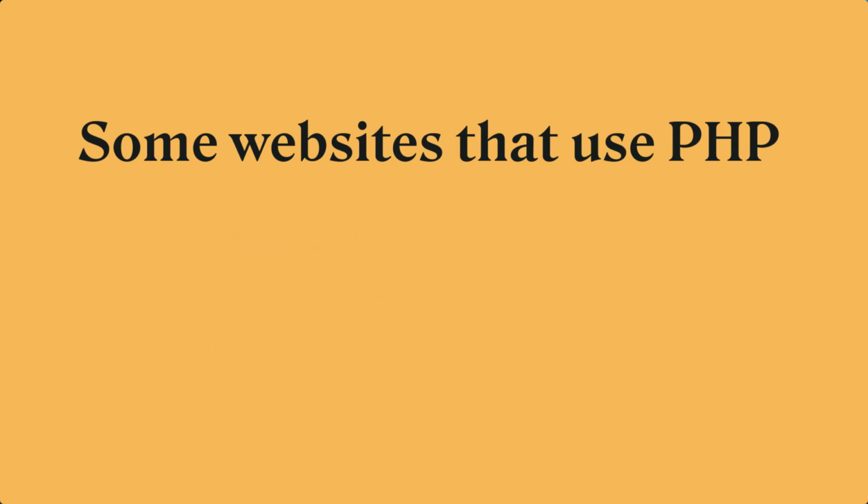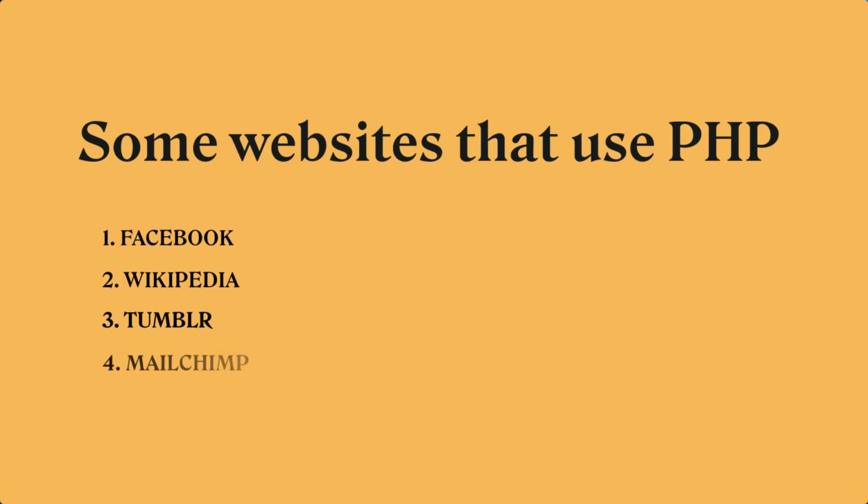So let's talk about some popular websites that use PHP. The first one is Facebook. The second one is Wikipedia. You of course know about Wikipedia, and it uses PHP as its server-side scripting language. Then there are Tumblr, MailChimp, even WordPress. WordPress is the biggest CMS out there, the content management system. It is used by more than 30% of all the websites in the world. So this is very popular and it is based on PHP.